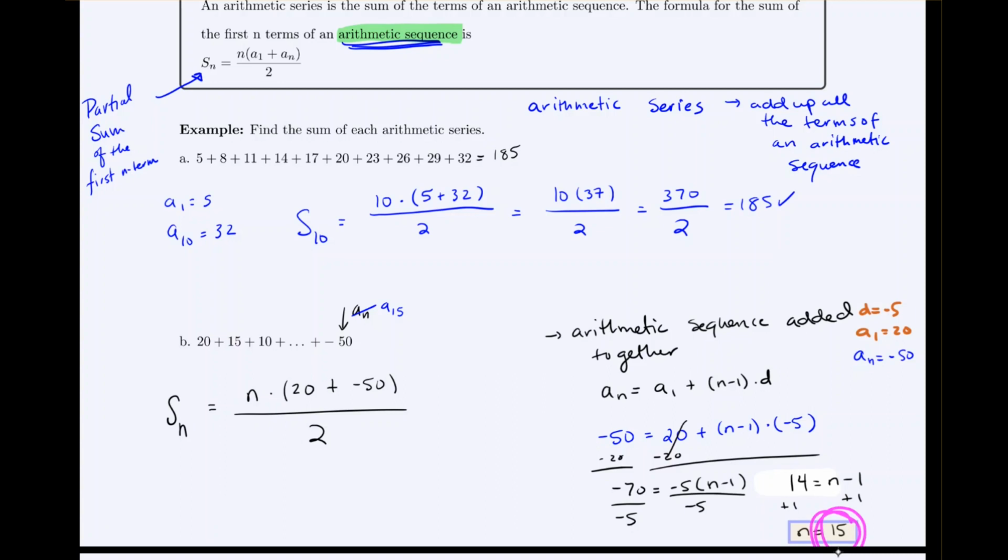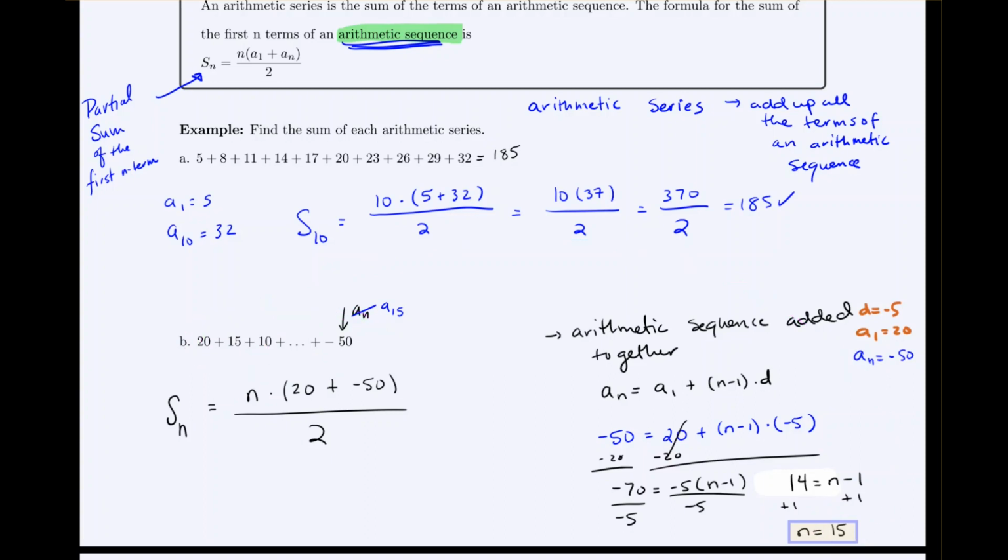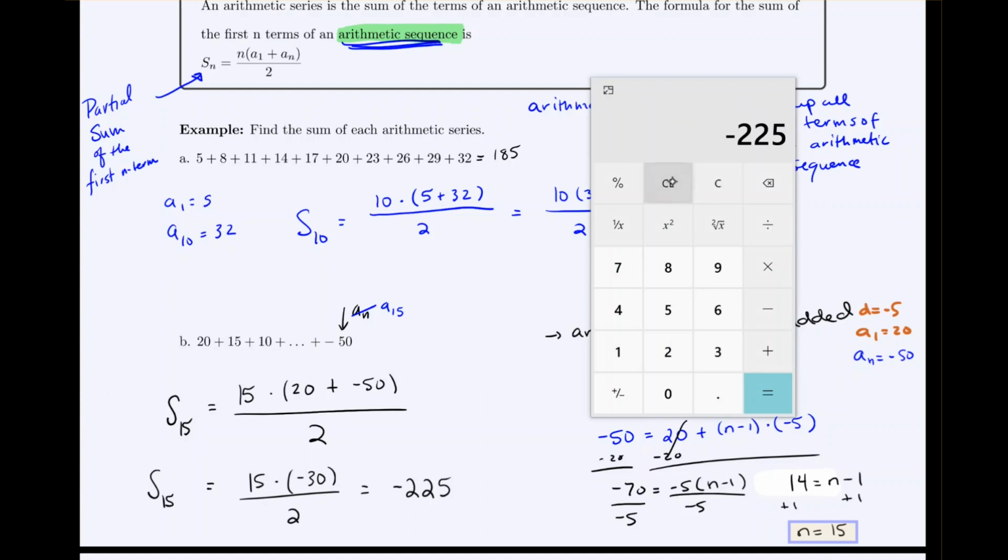Now that we know the 15th term, all we have to do is plug 15 into our formula, and we'll find the value of this sum. So the partial sum of the first 15 terms is equal to 15 times the first term plus the last term, divided by 2. That simplifies to 15 times negative 30, all divided by 2, which is negative 225.